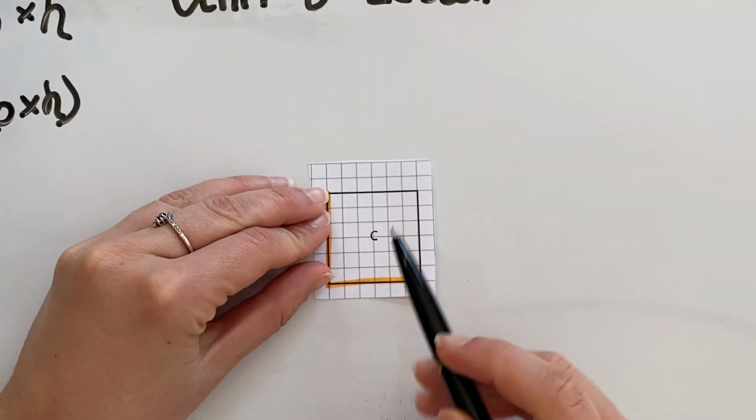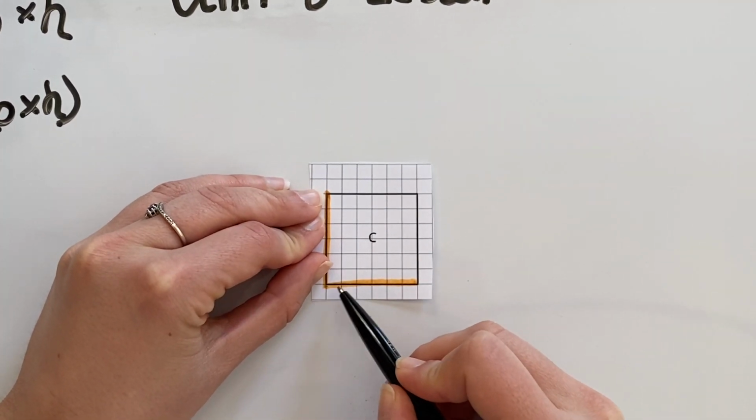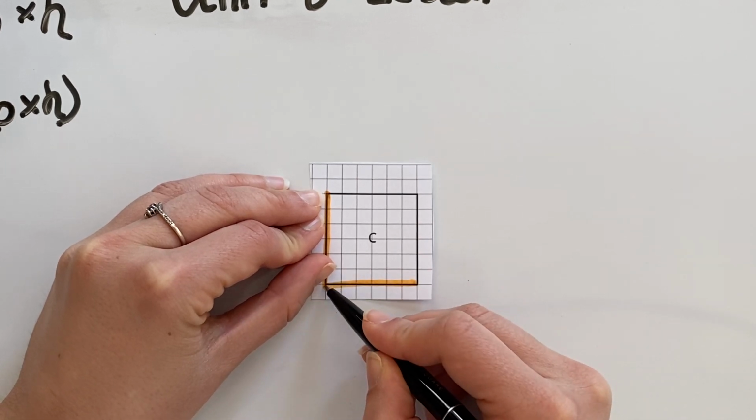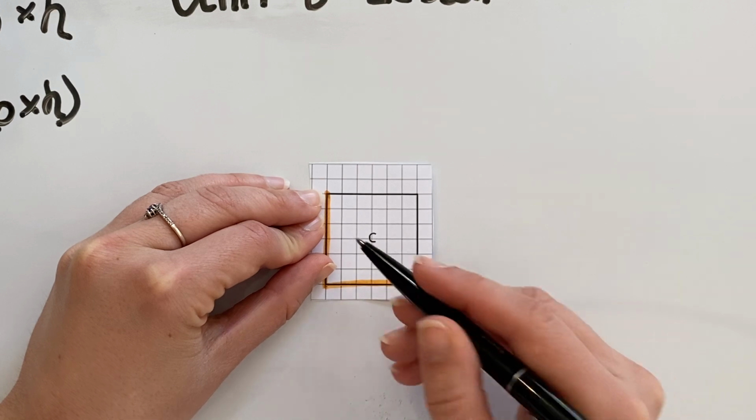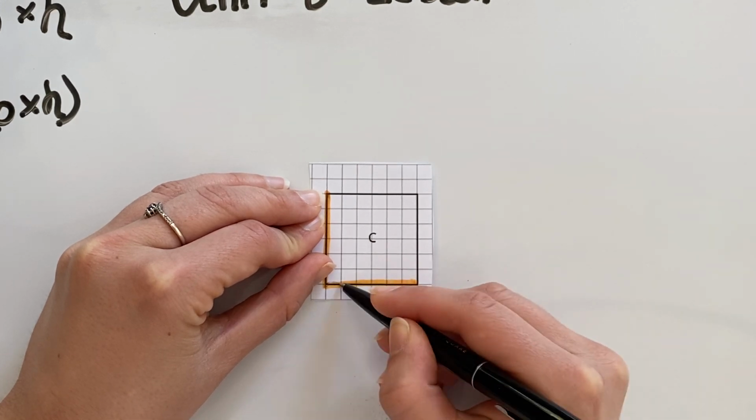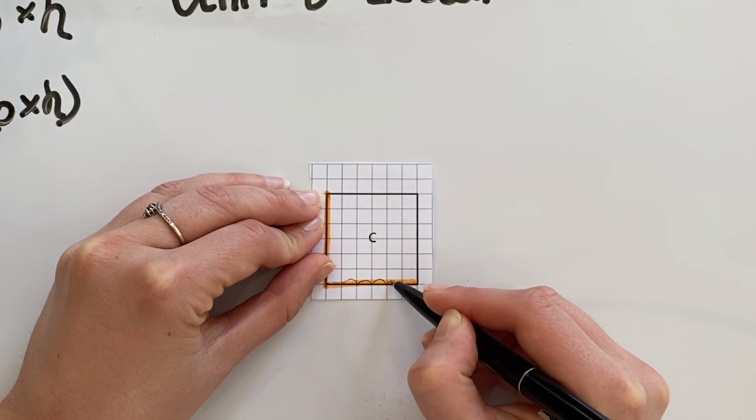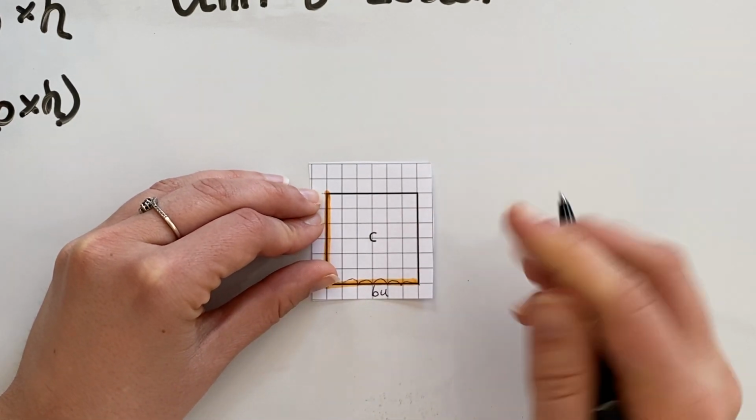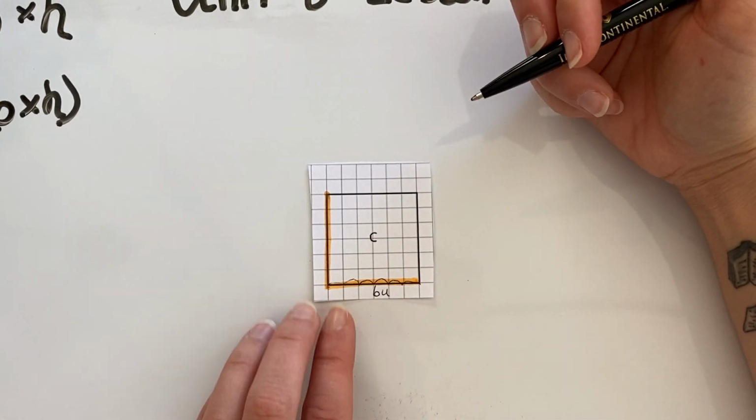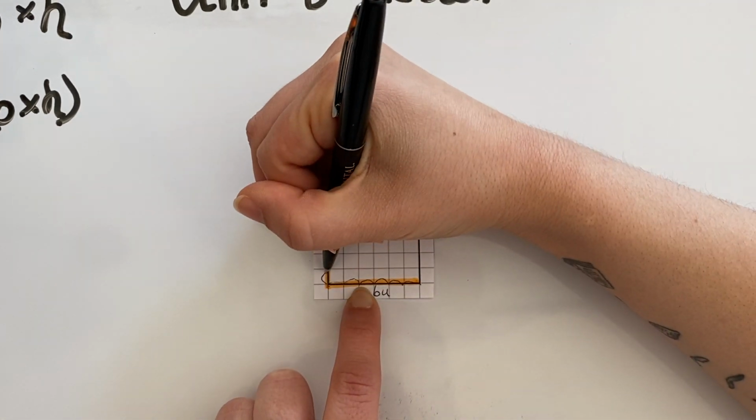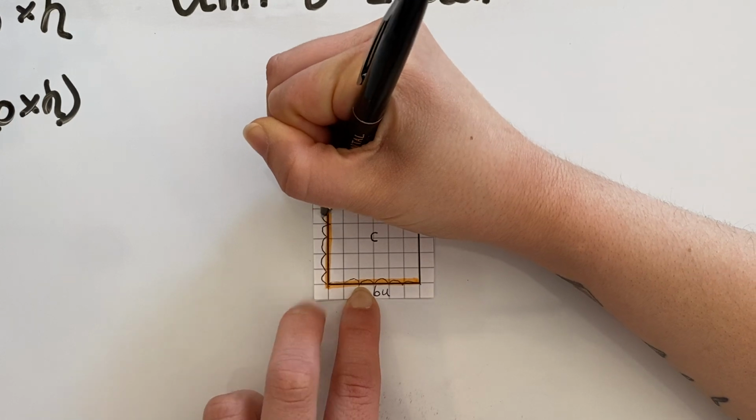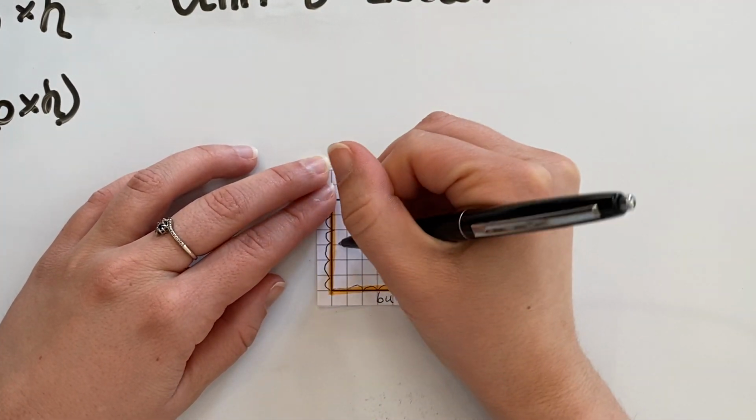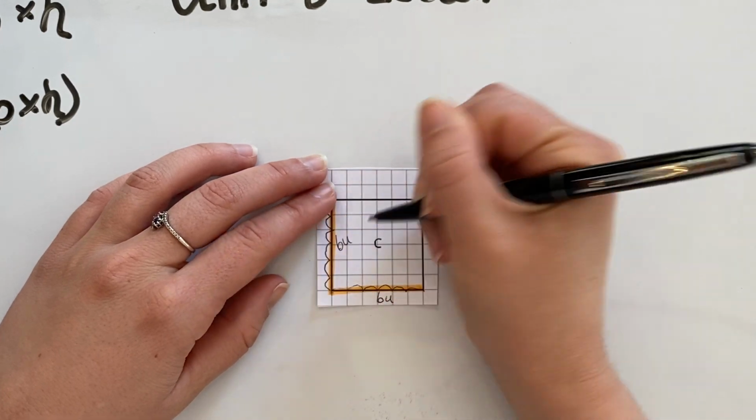So let's first count our base here. You would go, and always you don't start at 1, you start at 0. And if you need to, you can do bumps, but it doesn't matter. 1, 2, 3, 4, 5, 6. So this is 6 units. So my base is 6 units. And then let's find our height. 1, 2, 3, 4, 5, 6. So my height is also 6 units.